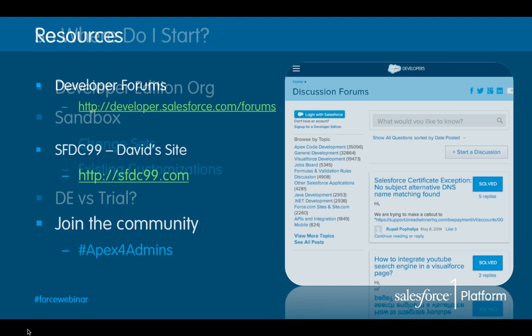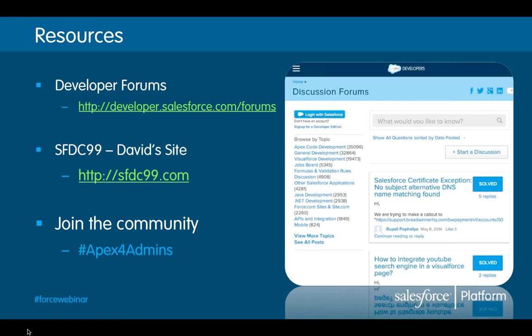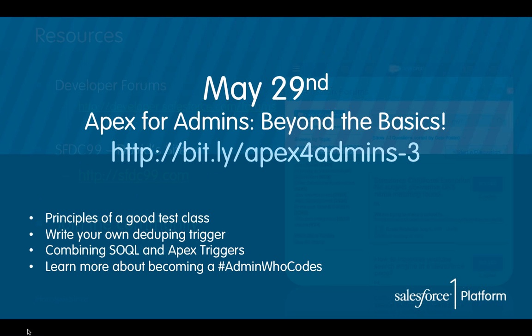So where do we start? Developer Edition org. So everyone who's registered probably already got a Developer Edition org, but you can get as many as you would like. So if you want a fresh Developer Edition org, just go to developer.salesforce.com and get a new developer edition org. They never expire, and they're a really great place to start playing with your triggers and to start learning to write those triggers and testing them.